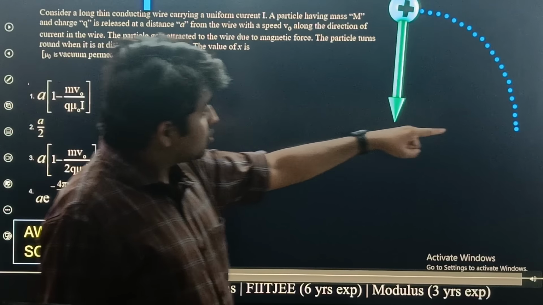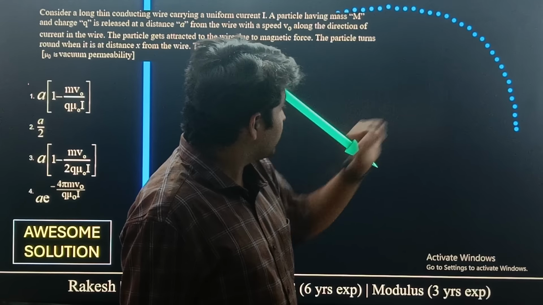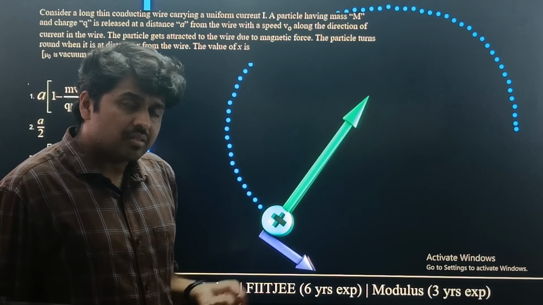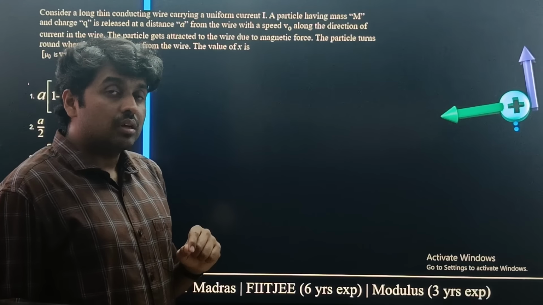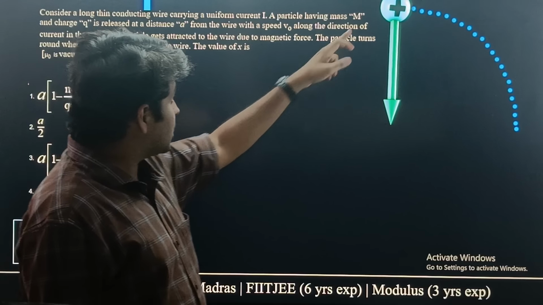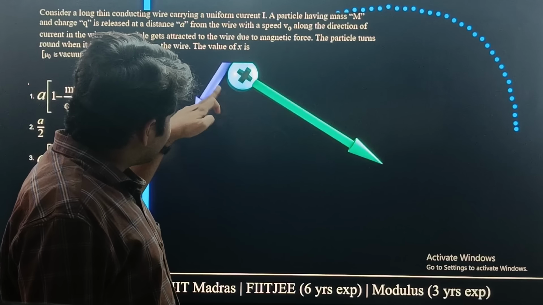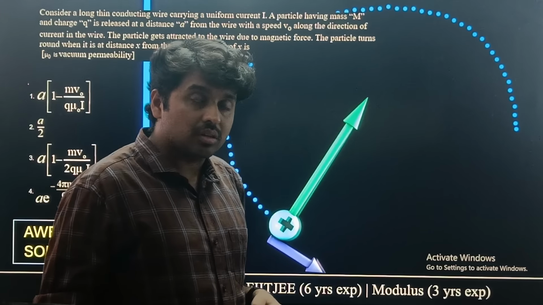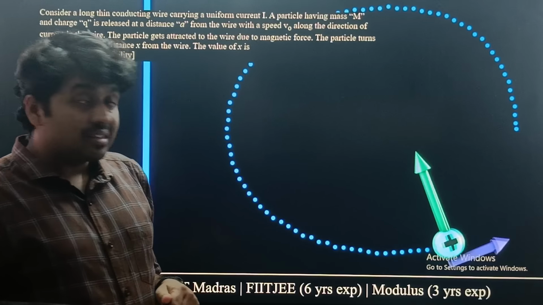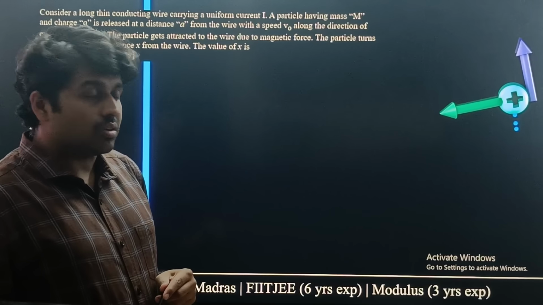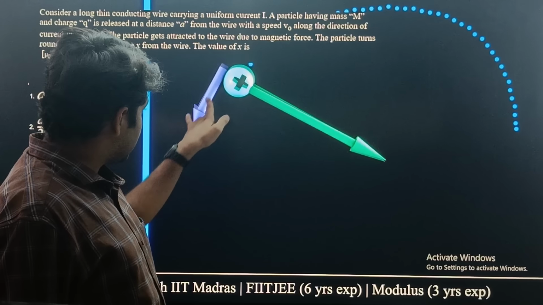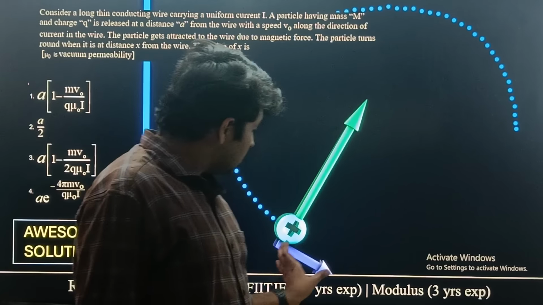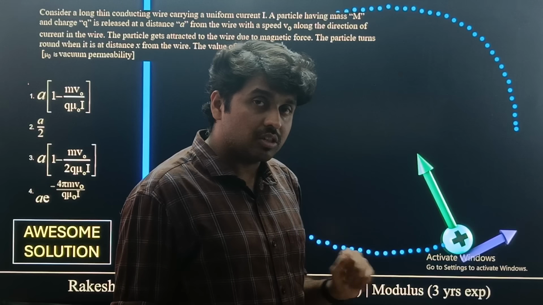So the charge starts from here. The first point is, as there is only magnetic force acting on the charge, and magnetic force does not do any work on the charge, the speed of the charge will remain constant. You can see that this blue vector here is the speed of the charge. The length of this vector is always constant and it is not changing.